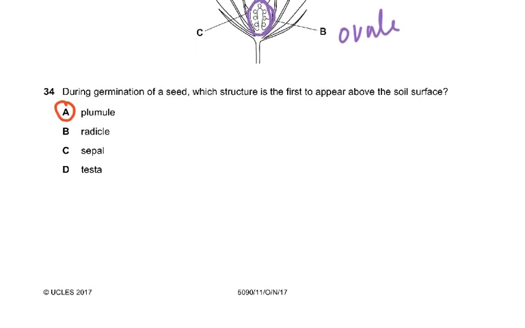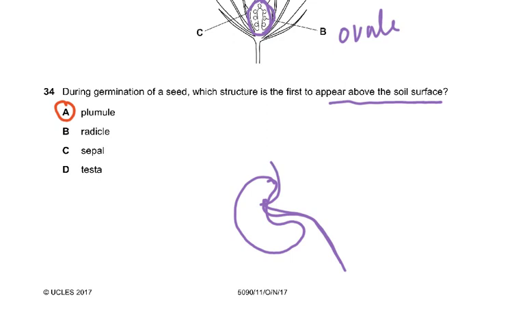During germination of a seed, which structure is the first to appear above the soil surface? You see, when you plant a seed, the first thing that grows is the radicle, and then the plumule grows upwards and then develops the leaves. First to appear above, it has to be the plumule.